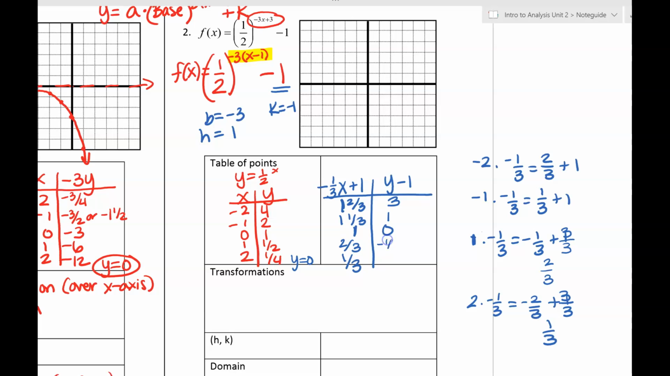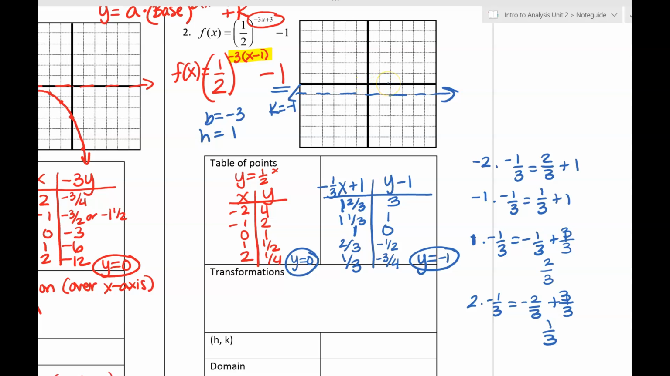1/2 minus 1 is negative 1/2, and 1/4 minus 1 is negative 3/4. And then I'm even going to adjust my asymptote. So 0 minus 1 is now at negative 1. So I'm going to fill in that asymptote, and hopefully I see all of my other points on one side of that and creating that curve that I expect for an exponential function.